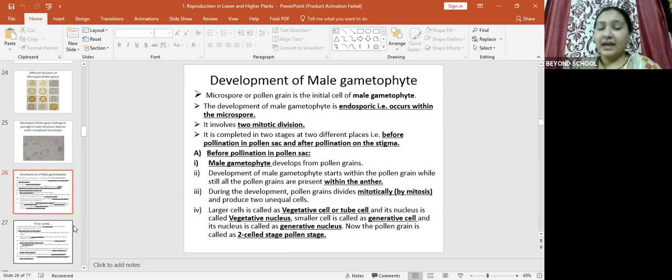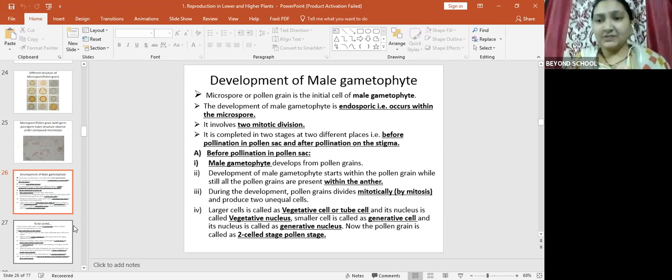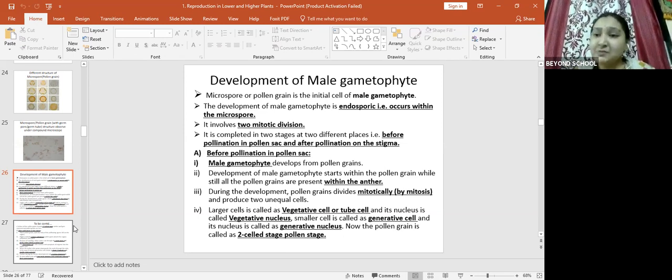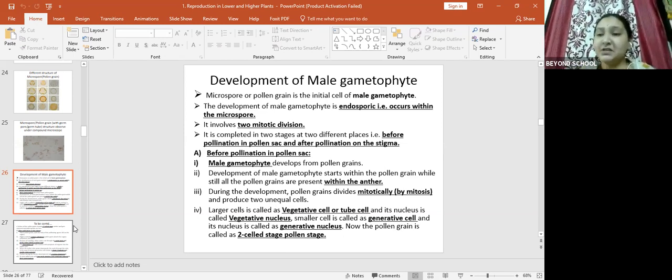Therefore, dear, what we saw is that the male gametophyte, Siddhant, involves two mitotic divisions. How many stages? Two mitotic division stages, right? Whichever male gametophyte activity is carried out has been divided into two parts. Firstly, it is before pollination in the pollen sac.